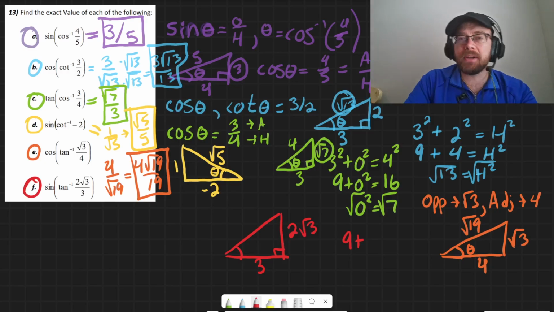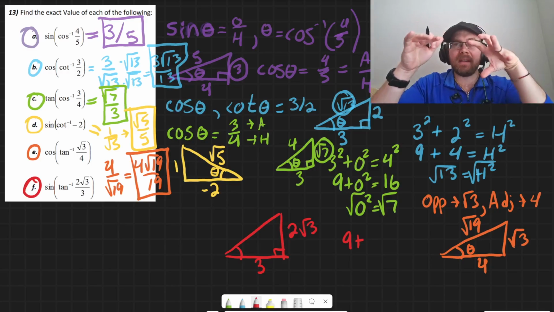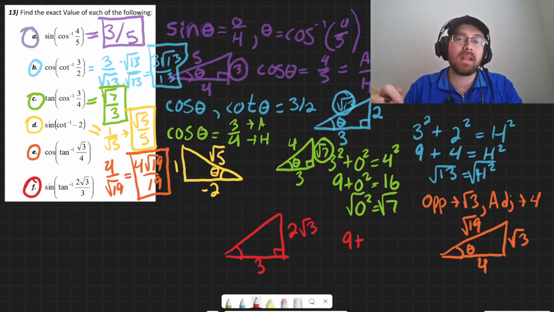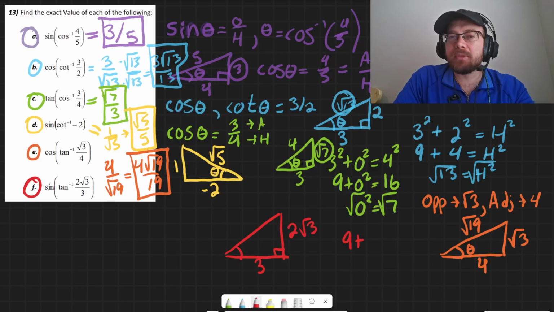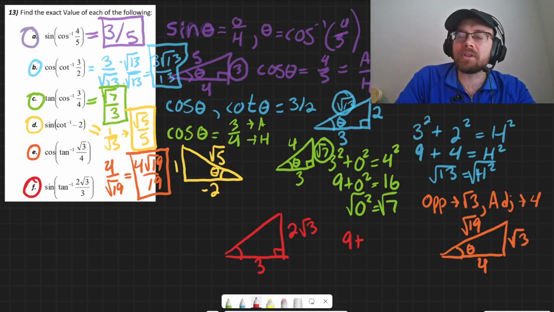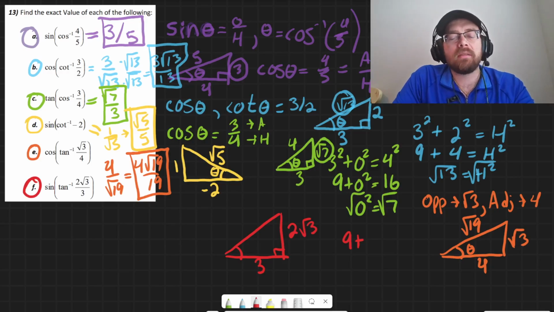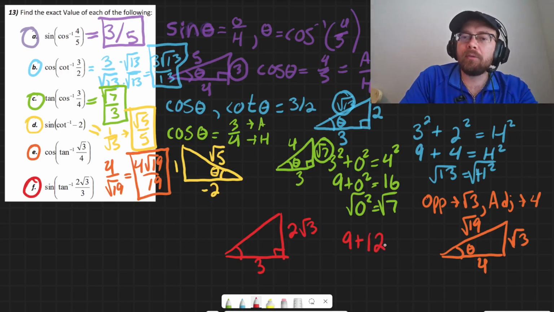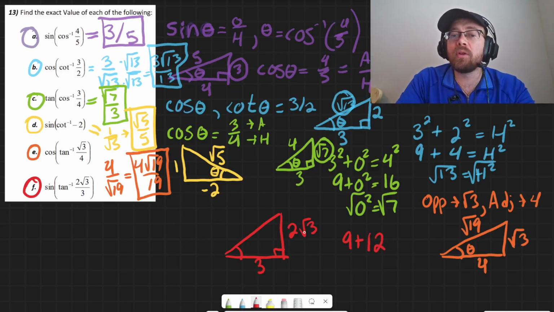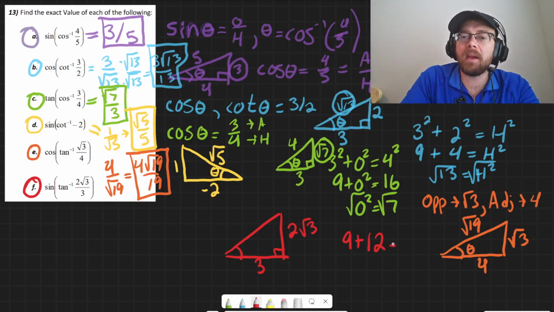2 root 3 squared, so the whole thing squared, would be 2 root 3 times 2 root 3. So 2 times 2 and root 3 times root 3. 2 times 2 is 4. Root 3 times root 3 would be the same thing as root 3 squared, or you could say root 3 times root 3 is the square root of 9, which is 3. Either way, you get 3. So it's 4 times 3, which is 12. So I got 12 for that. Because remember, 2 root 3 squared is 2 root 3 times itself. So be really careful with that.